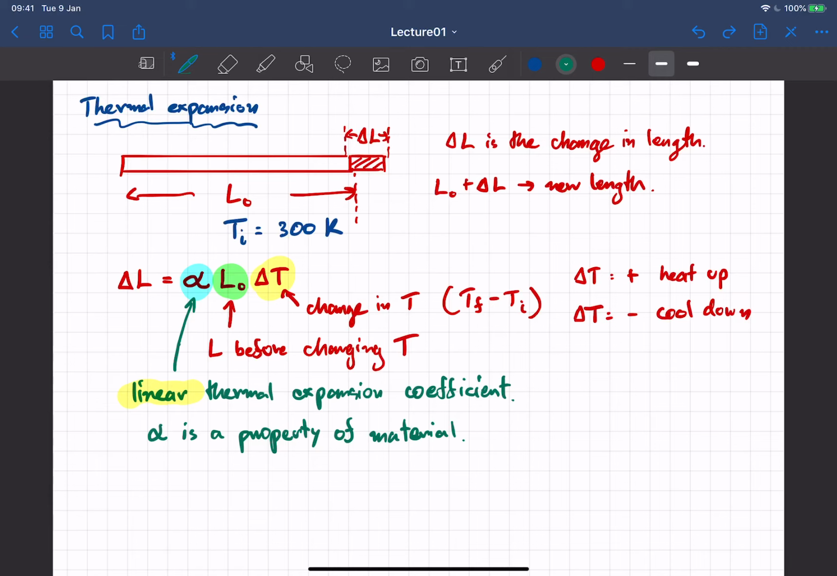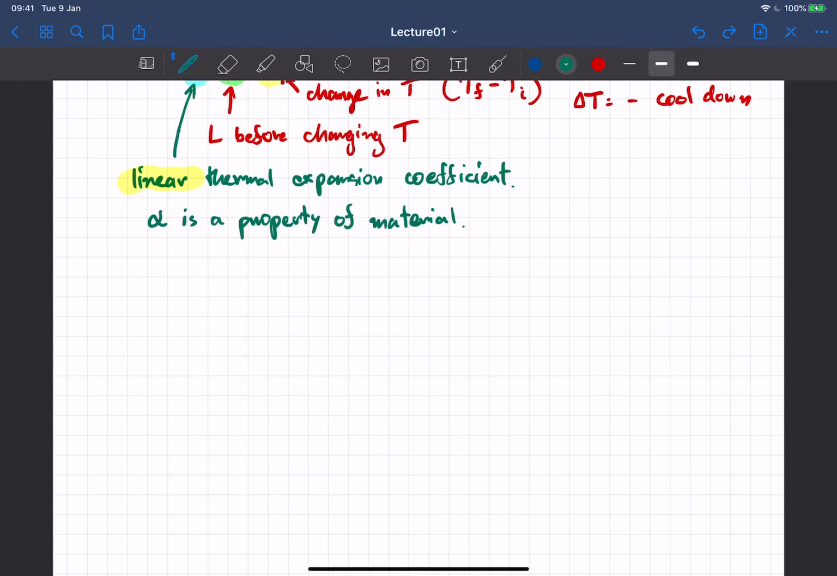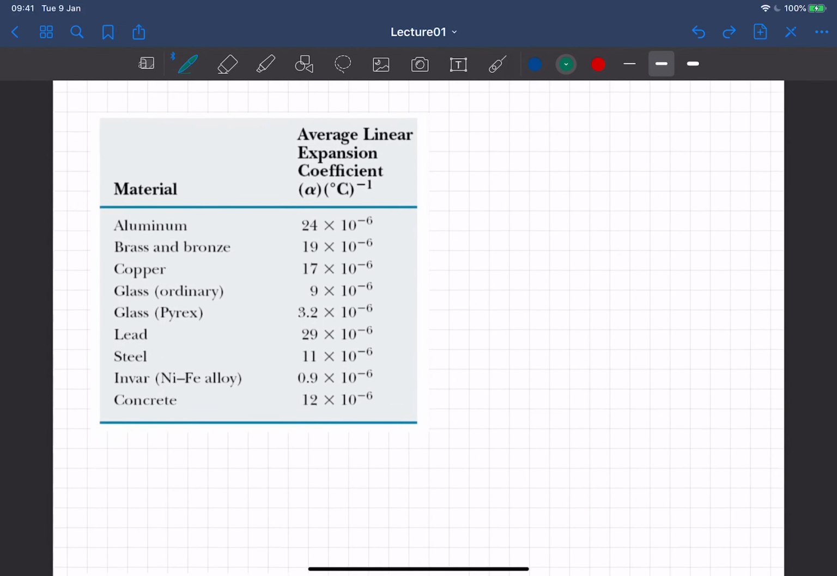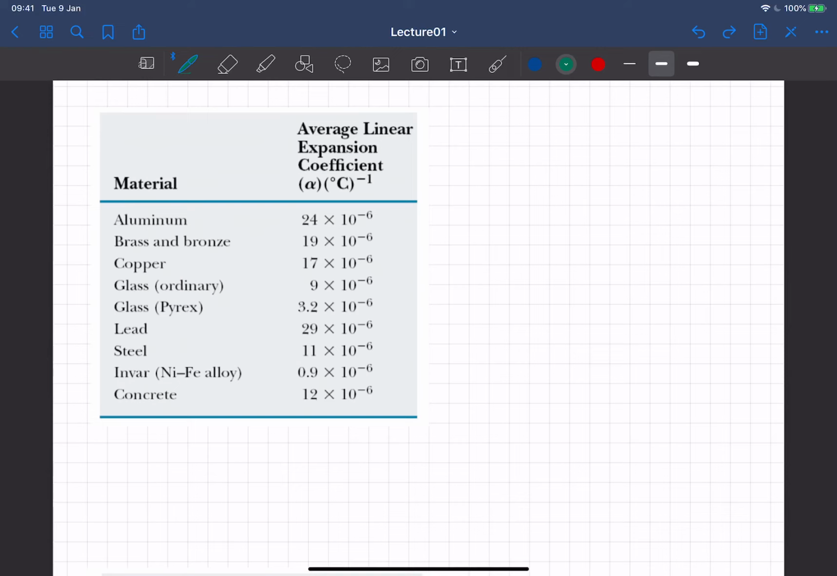Okay, so let's take a look at one table here. This is the table that I got from one of the textbooks.